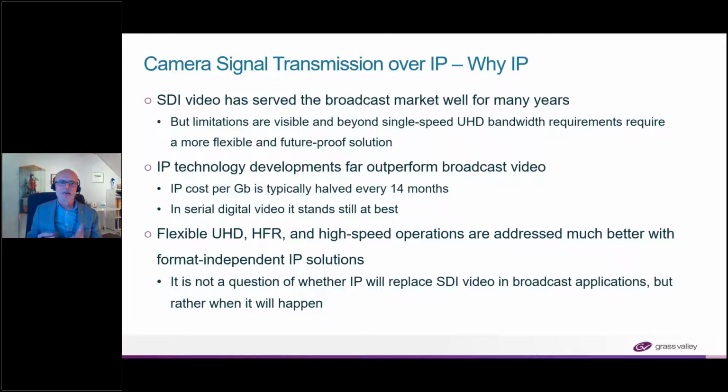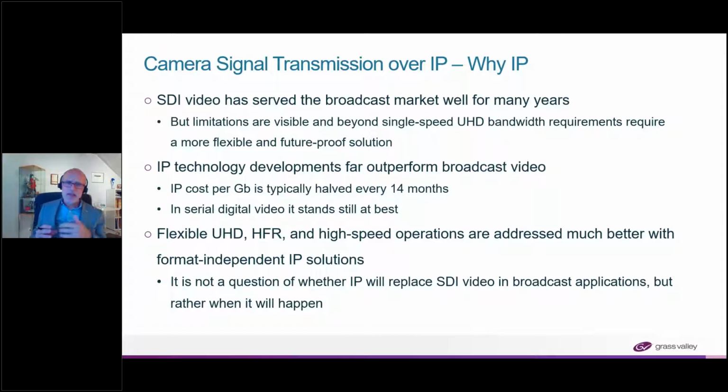Typically, the cost per gigabit, or for any given bandwidth, in IP is reduced by half every 14 months. Or in other words, every year we only pay half for the same bandwidth. In SDI, the cost stands still at best. So that's quite a difference. Over time, IP became cheaper and cheaper for the same bandwidth, whereas SDI stayed the same.